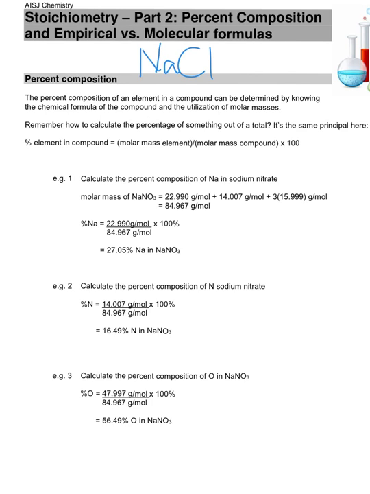So let's say you are wondering what is the percentage of correct answers you got if you had 18 correct out of 25, right? You know that you take the amount correct and you divide it by the total possible. It's the same principle. Only now you're looking at the percent of an element in a compound. And so you're going to consider the molar mass of the element divided by the total molar mass of the compound times 100.